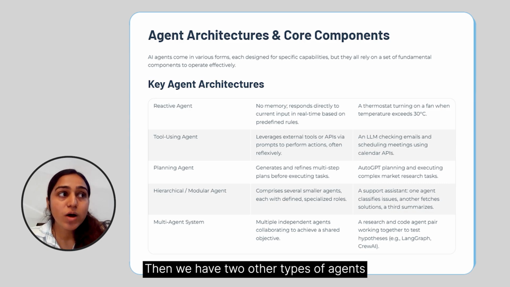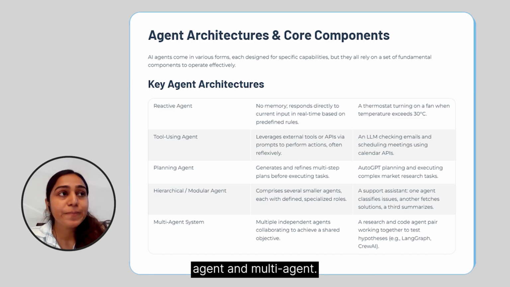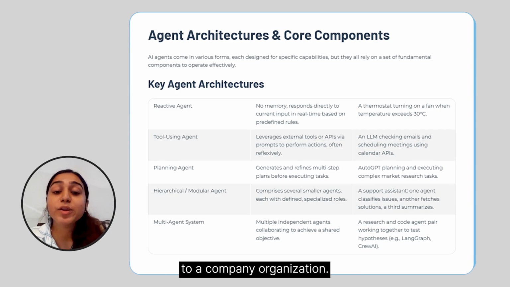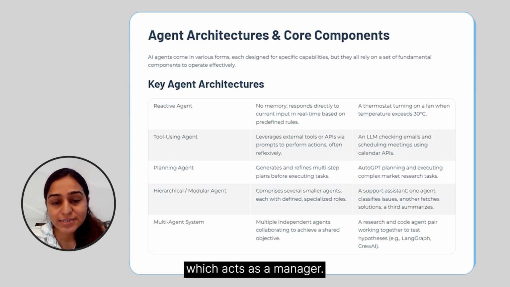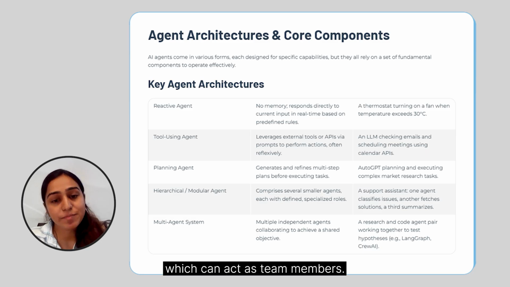Then we have two other types of agents as well, which are very popular. We have the hierarchical agents and multi agents. So hierarchical agents is very similar to a company organization. So maybe you have a main agent which acts as a manager, and then you have sub agents which can act as team members.